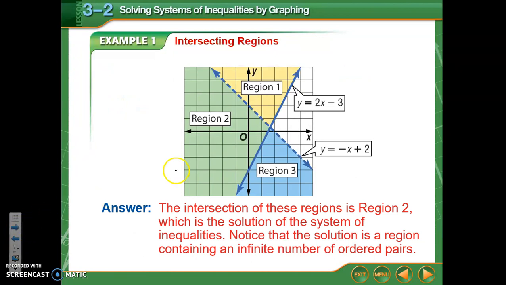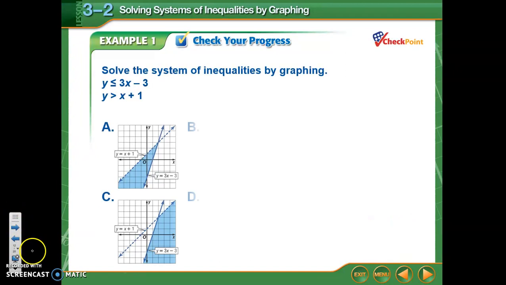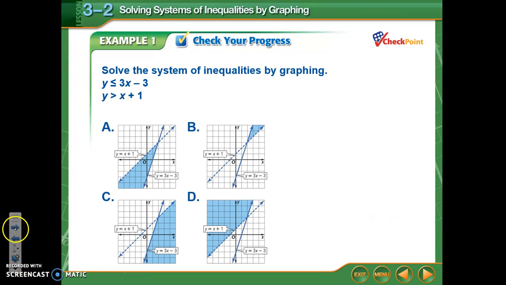Okay. Notice that this region still has infinitely many ordered pairs because the region goes on forever, since both of these inequality boundary lines go on forever. So there's an infinite number of solutions, but they can only be in this region. If I pick an ordered pair from here, it will make my second inequality true, but not the first one. I have to pick an ordered pair from this green region. Okay, I want you guys to stop and try this one.